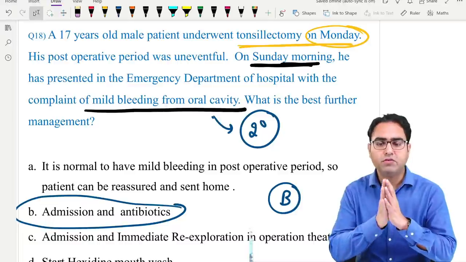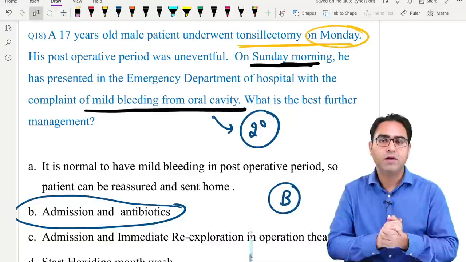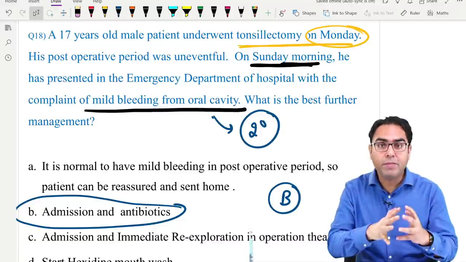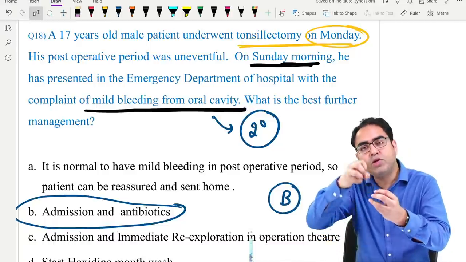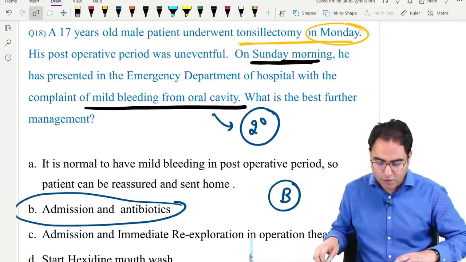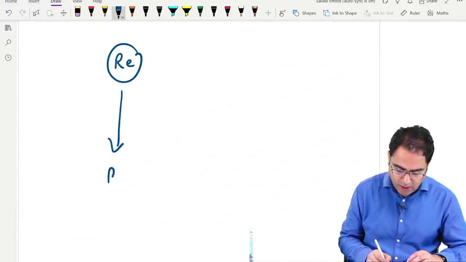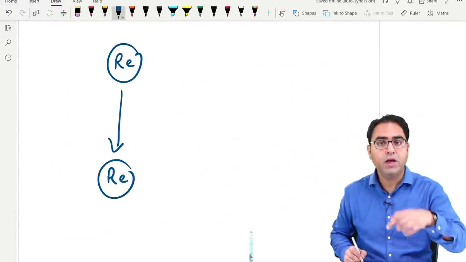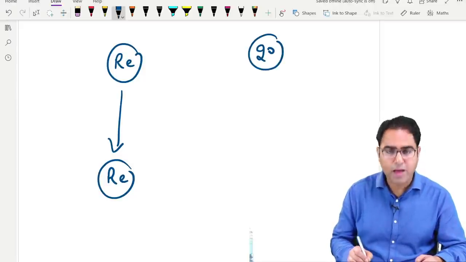Let us revise the three hemorrhages, beta, everybody. Primary hemorrhage is during surgery, no question possible. Reactionary hemorrhage is within 24 hours of surgery. The cause is slippage of ligature and treatment is re-exploration. How to remember, beta? RE reactionary, RE re-explore, beta. Reactionary, re-explore. Any hemorrhage after 24 hours is secondary hemorrhage, beta.